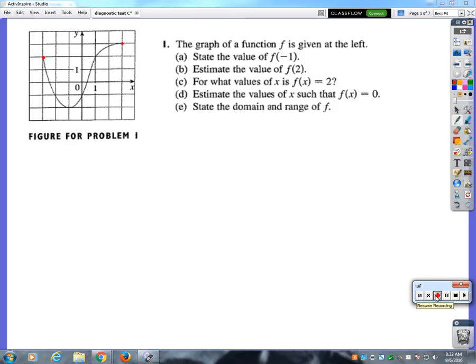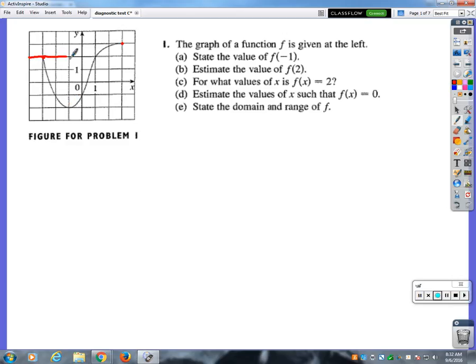f of -1 is? -2, because the number in the parentheses stands for the x value, so you go over to -1 and then down to the graph, and that's -2. f of 2 is approximately 2.9, 2.7, 2.8, whatever.